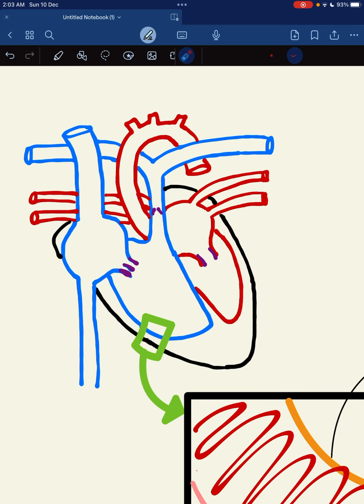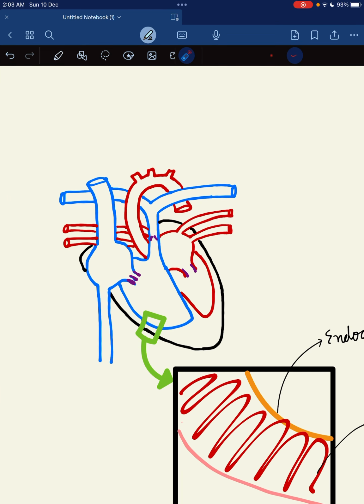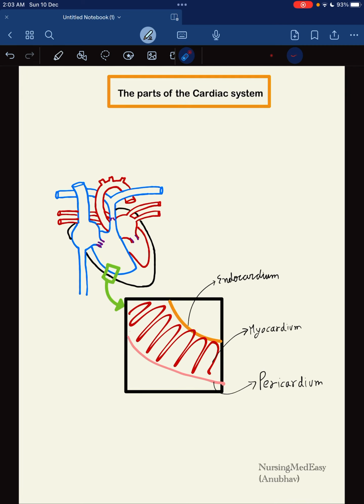What the pericardium does is protect the heart by producing serous fluid that lubricates the heart. As the muscle contracts and moves, it generates force and friction, and we need to minimize this friction because it can cause injury. That is what the pericardial sac does.